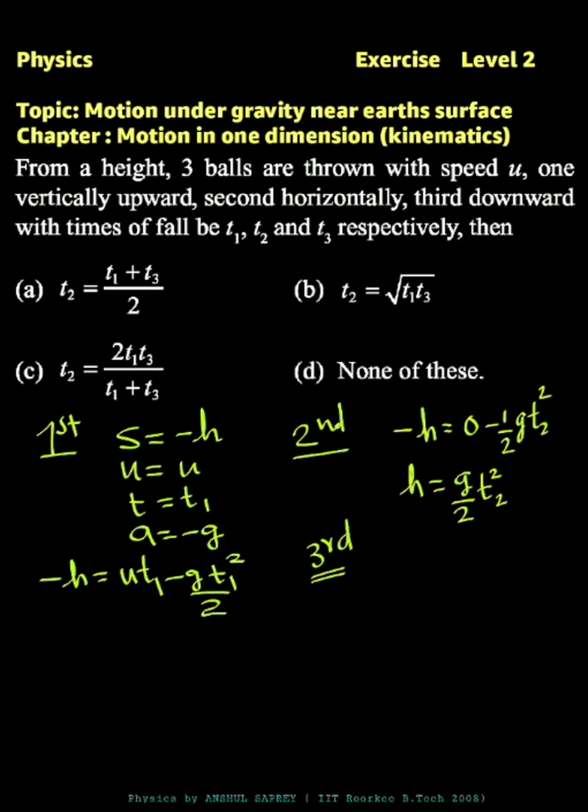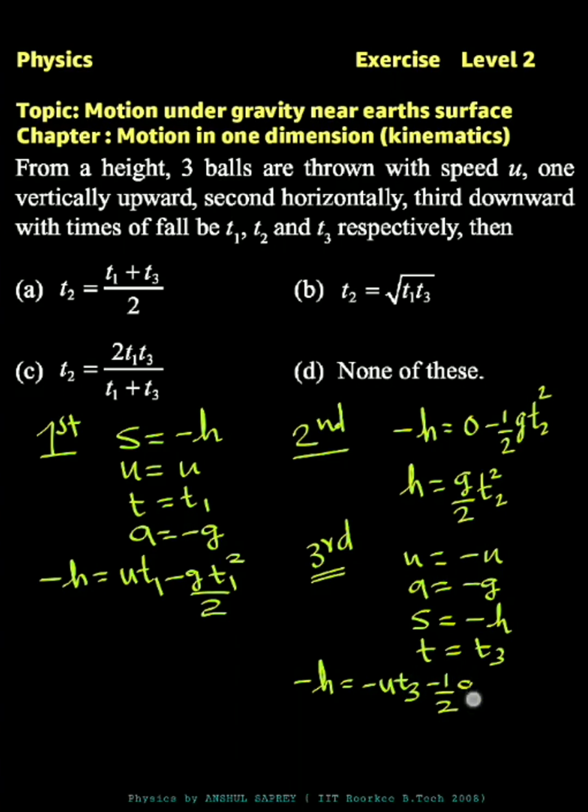Now for third, initial velocity is minus u, acceleration is minus g, displacement is minus h, time taken is t3. By using s is equal to ut plus half at square, we'll get minus h is equal to minus u t3 minus half g t3 square.